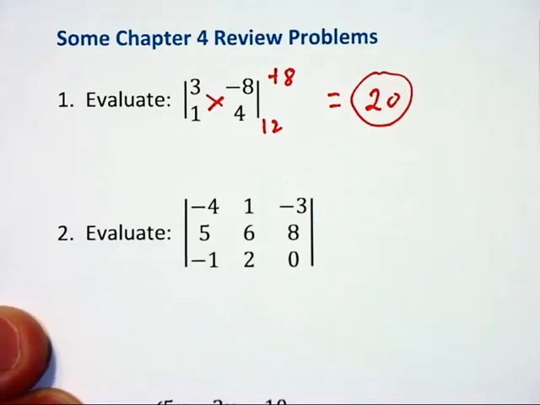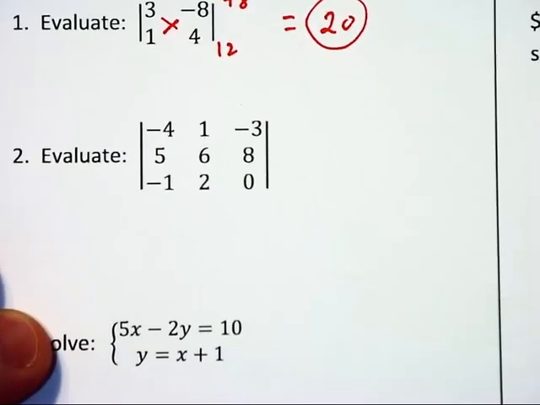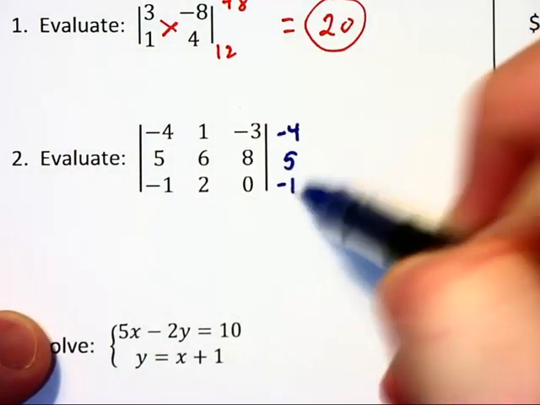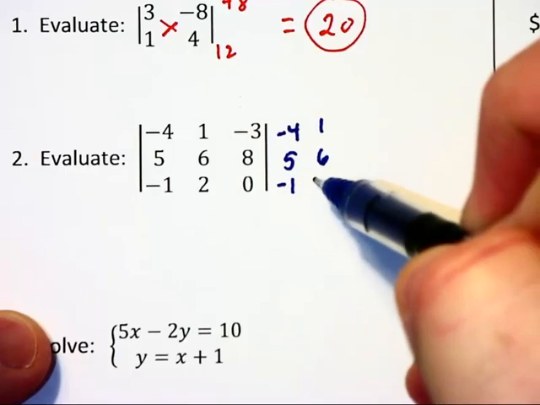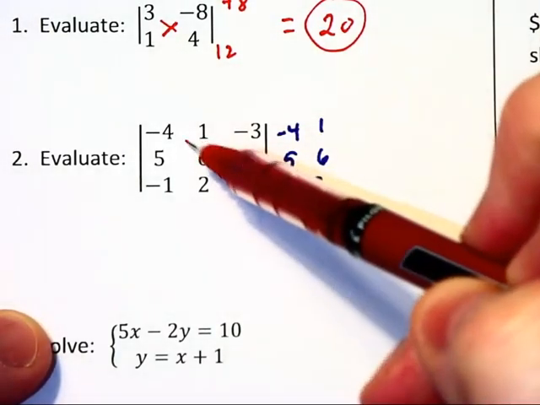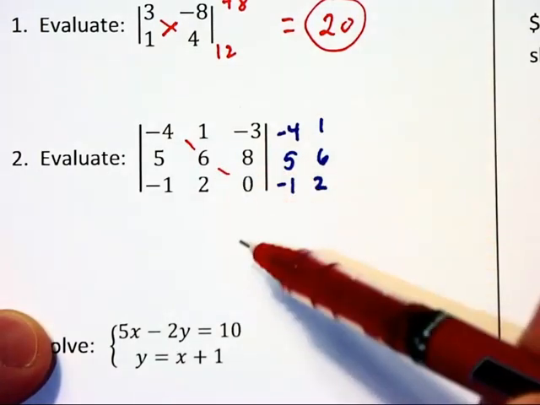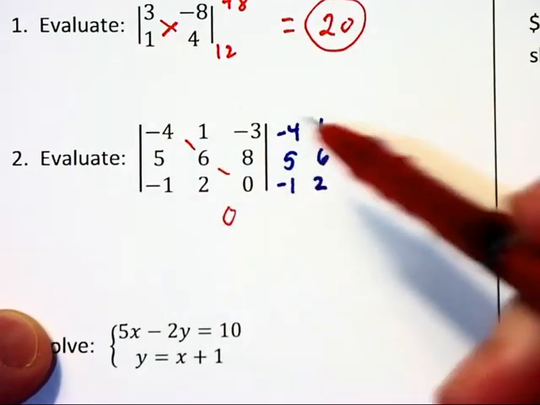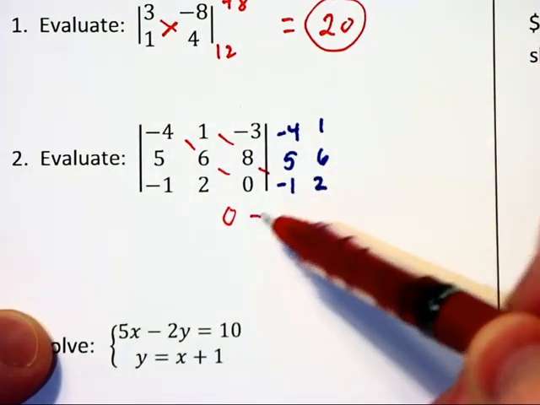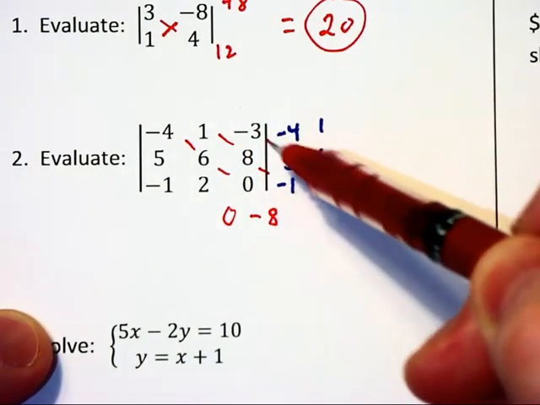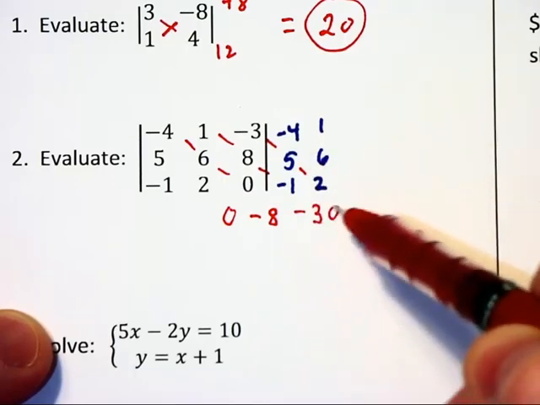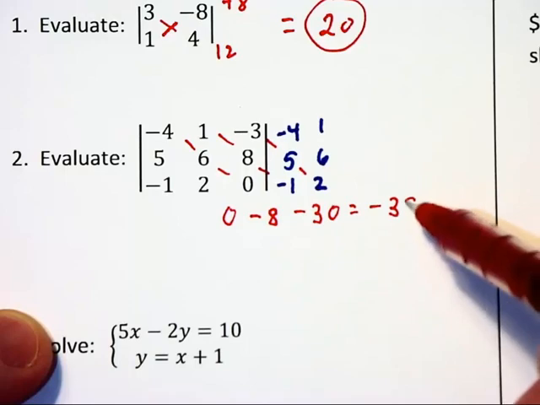The second determinant I'm going to solve using my shortcut method, where I bring out the first two columns and then I begin the multiplication of all those diagonals. The first diagonal, -4 times 6 times 0, has a 0 in it, so its product is 0. The next diagonal, 1 times 8 times -1, has a product of -8. Then -3 times 5 times 2 makes -30, and adding across the bottom we get -38.